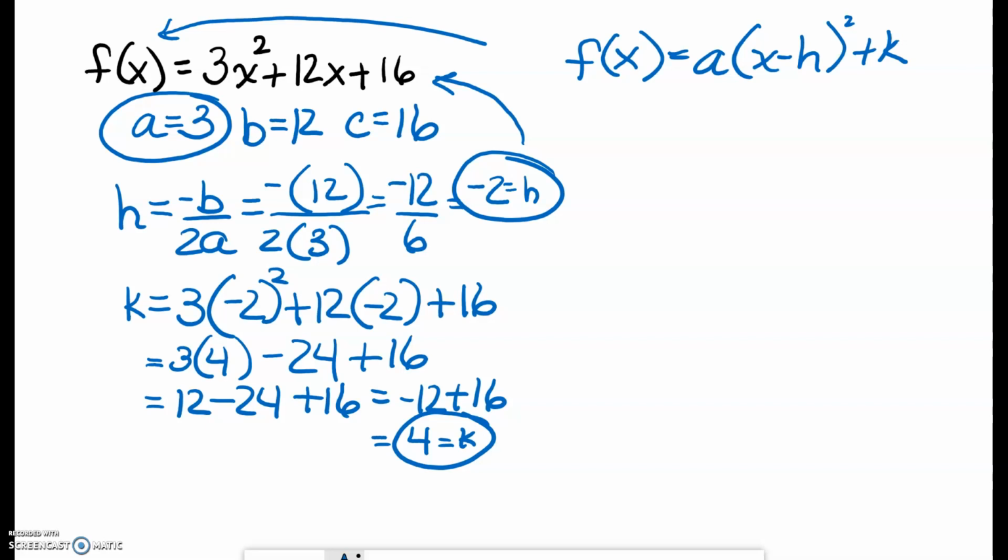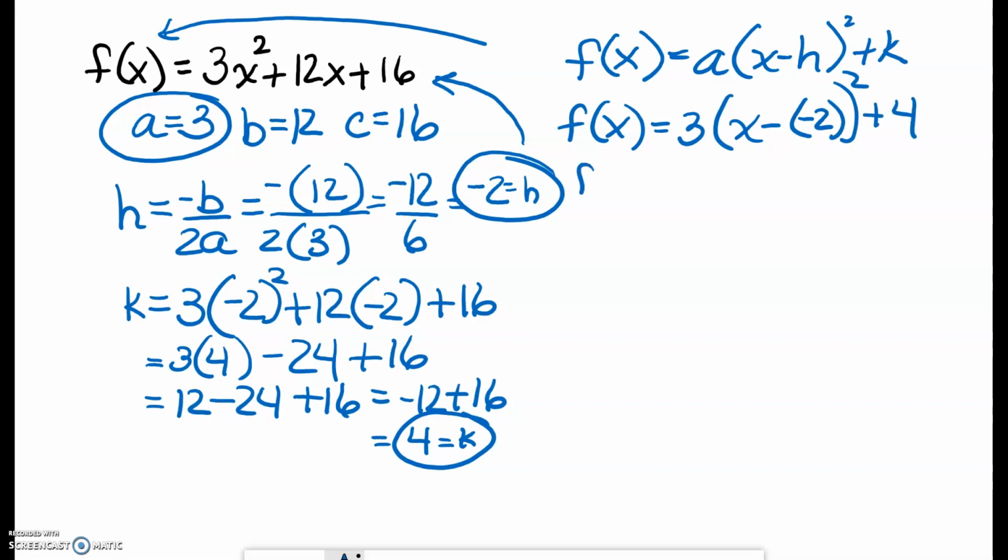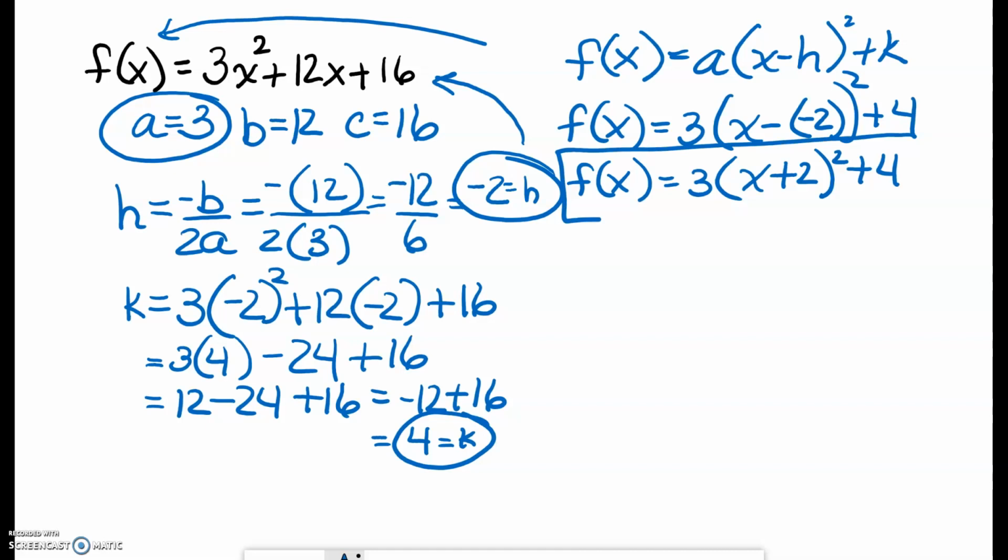So let's plug a, h, and k into our formula for f of x. A is 3, h is negative 2, k is positive 4, so now we have to write it again because we do have a double sign. We have to get rid of that double negative, so that becomes a plus 2, plus 4. So here's our new equation.